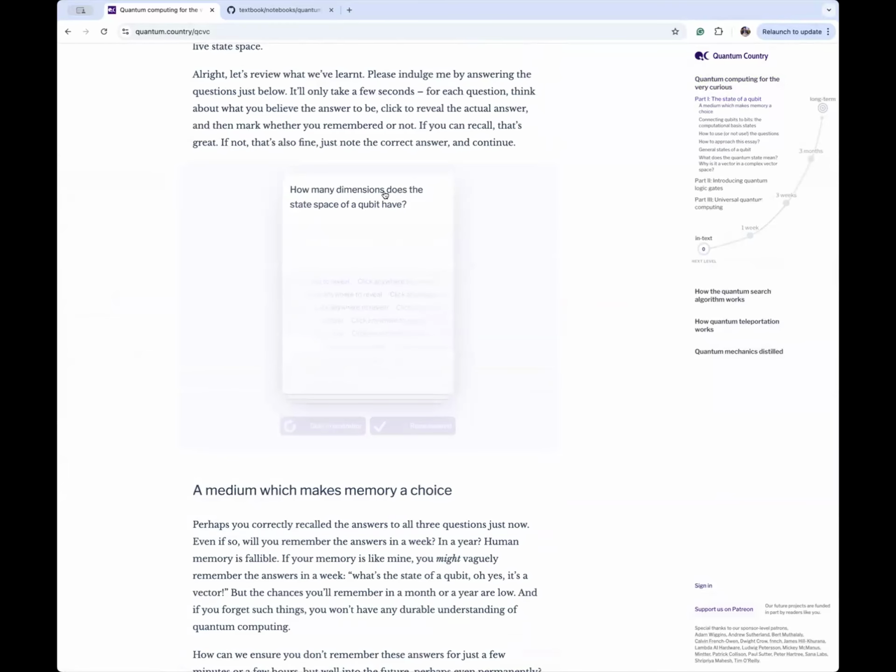So how many dimensions does the state space of a qubit have? 2. And you can click if you remember this or you didn't remember. And then we could also ask: the state of a qubit is a 2-dimensional vector. And there are things you may not remember, and then you can open this essay again in a week, in 3 weeks, or 3 months, or in the long term, and you will be presented questions again, and mostly those questions which you did wrong.